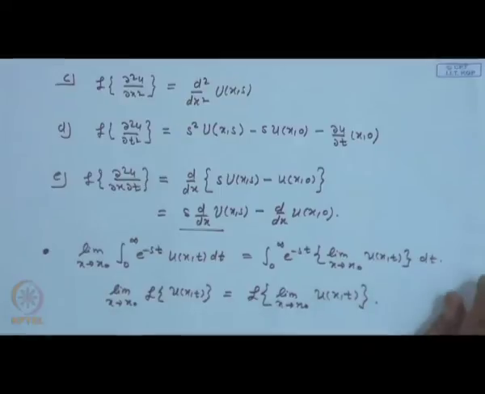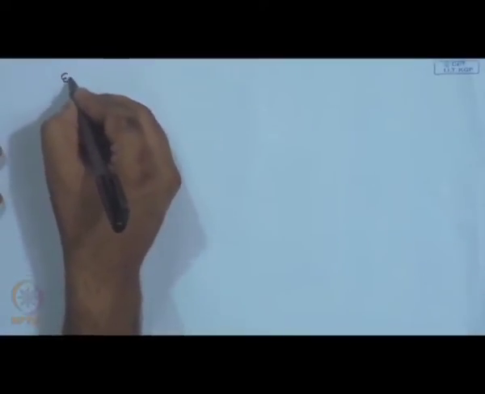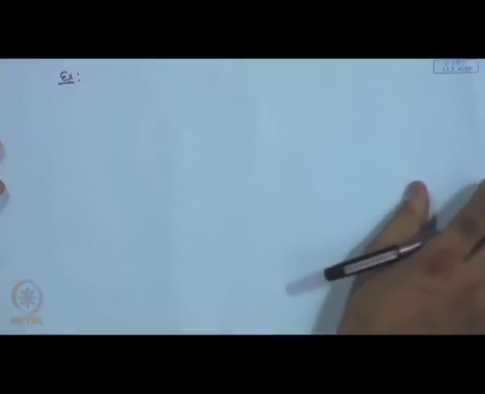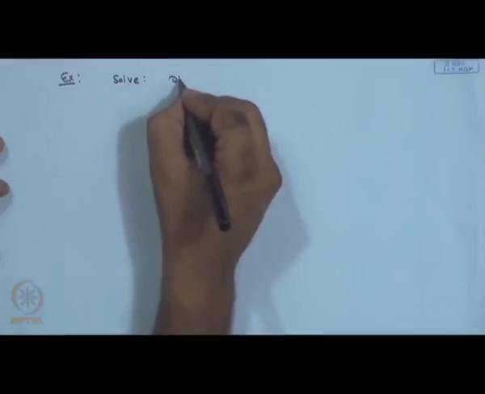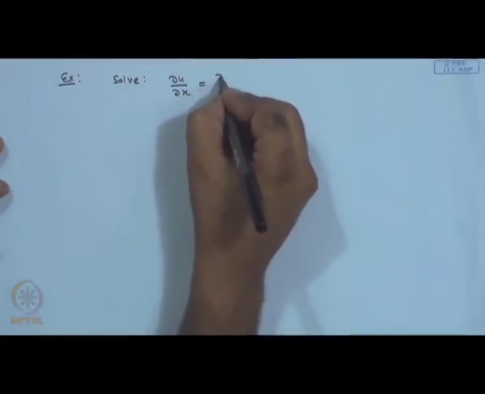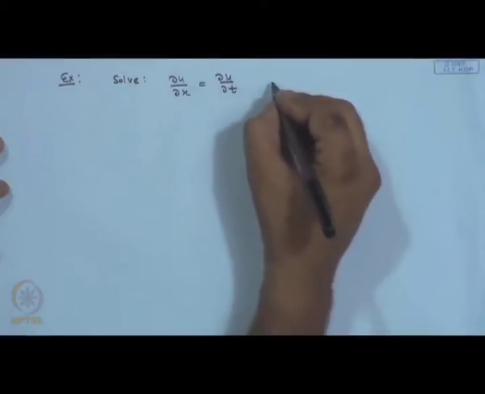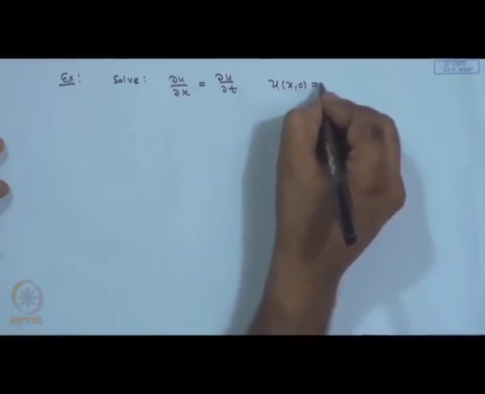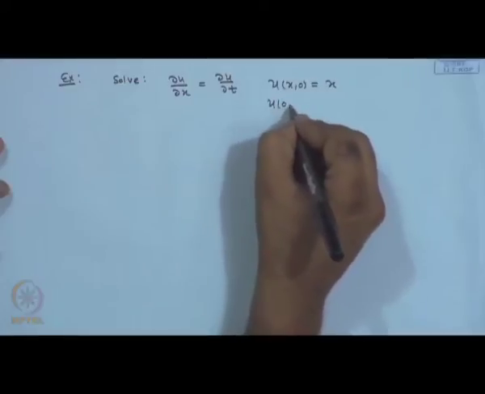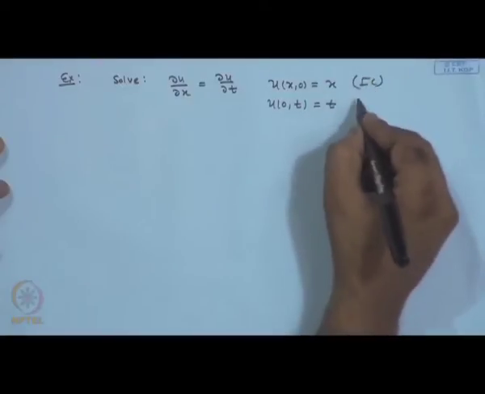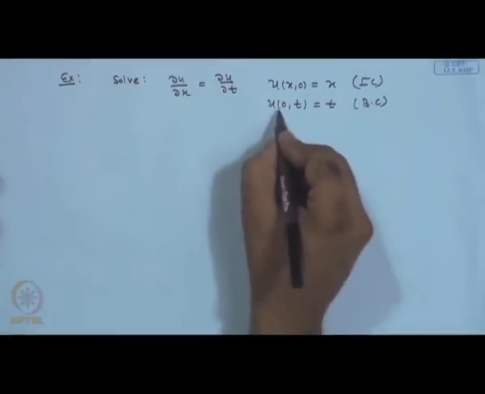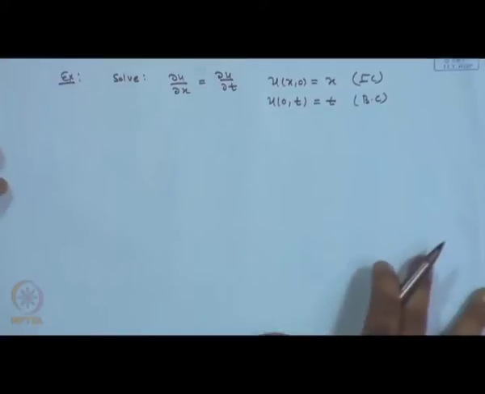So, with this information we can now continue for solving different differential equations, and we take a very simple example first. Solve del u over del x = del u over del t, and we have u(x,0) = x and u(0,t) = t. So, this is the initial condition at t equal to 0, and this is the boundary condition. So, at x equal to 0 the value of u is given.